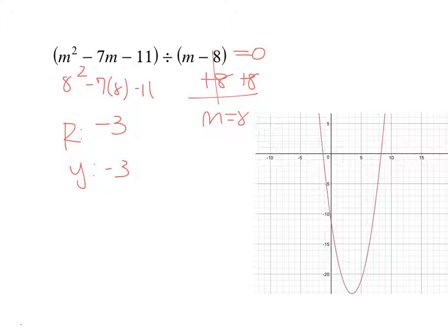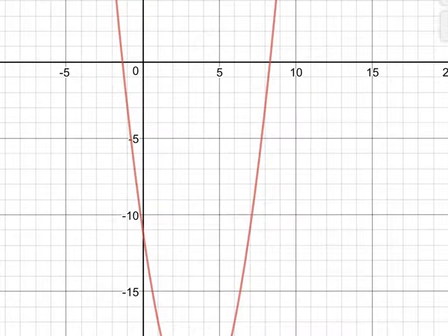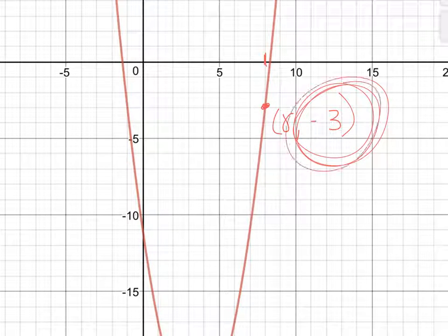At positive 8, if you look at the graph, so here we go, 5, 6, 7, 8. 8's right here. If I go down, my point here is 8, comma, negative 3. And there you go again. Your remainder is your y value on your graph.